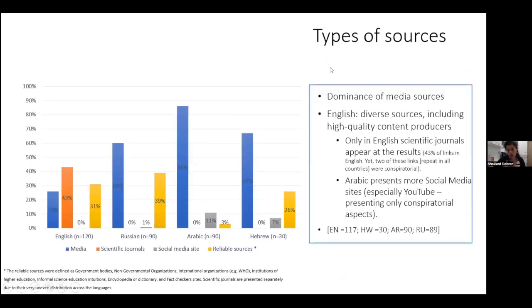What did we find? First of all, we looked at the type of sources. We found dominance of media sources in Hebrew, Arabic, and Russian. However, English had more diverse sources, including high-quality content producers, such as scientific journals, that we can see appeared only in English, with above 40% of all the results.